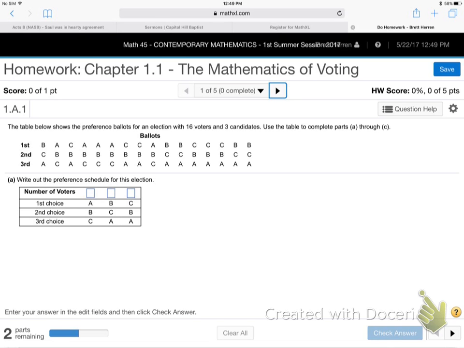So how do we do this? The table below shows the preference ballots for an election with 16 voters and 3 candidates. Use the table to complete parts A through C.